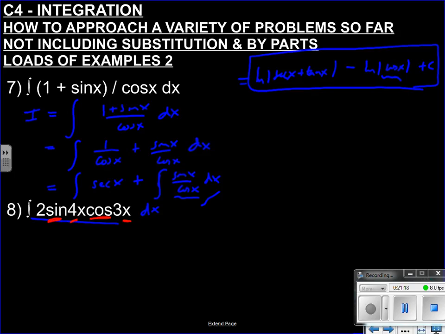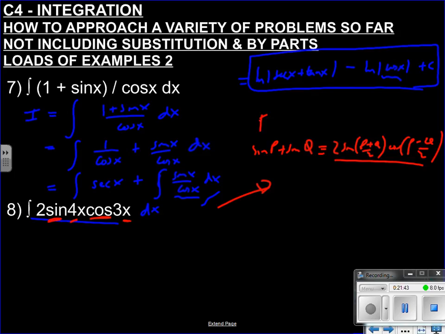So this hopefully is making you think, sine p plus sine q. And sine p plus sine q is the same as 2 sine (p plus q over 2) cos (p minus q over 2). So what we need to do is find out what p is and what q is, because we can't integrate this at the moment. So this is using the factor formula. Okay, factor formulae. So really helpful formula to have.